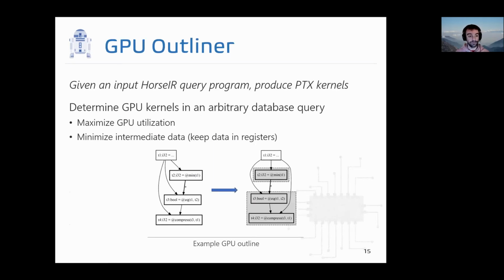Now, remember what we're trying to do is convert from a HorseIR program down to PTX, and this first stage is going to be done using the GPU outliner. The GPU outliner is going to take in an arbitrary program, and it's going to determine what the GPU kernels are going to be. And we want to do this using 2 properties. Number 1, we want to maximize GPU utilization, and we also want to minimize intermediate data. The idea being that we want to keep data inside our registers as much as possible, eliminating the need to go to this global and also slower memory.